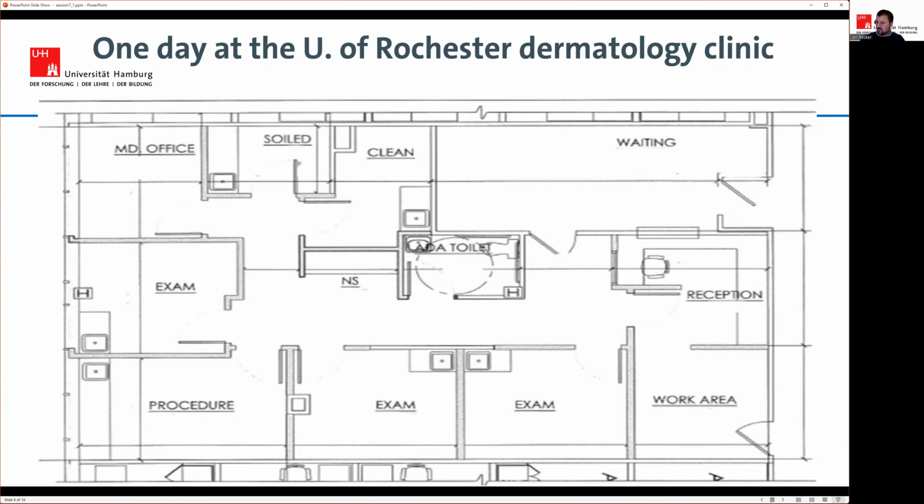Here's the second example of digital trace data. This is a study that I was involved in that looks at how we can use digital traces to understand better what goes on in a hospital. So what you see here is the room layout of the University of Rochester Dermatology Day Clinic. A dermatology clinic is where you go to have your skin checked, right?